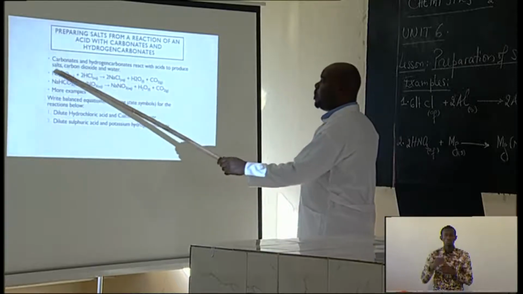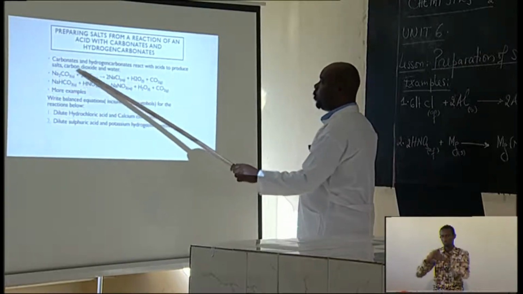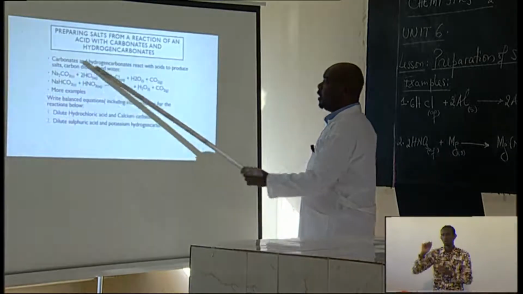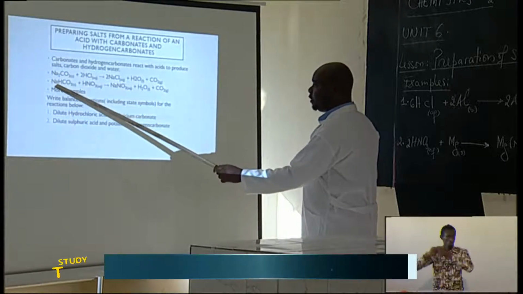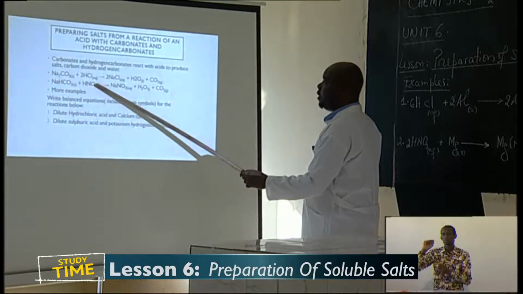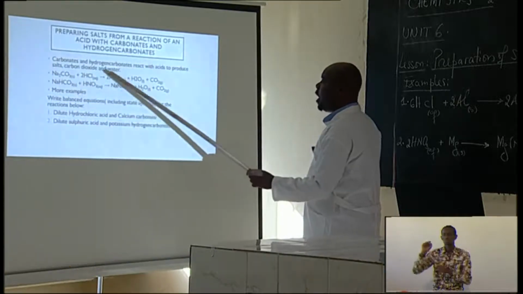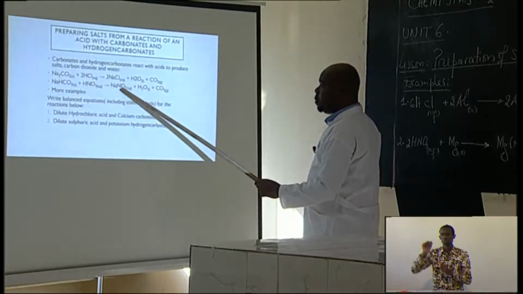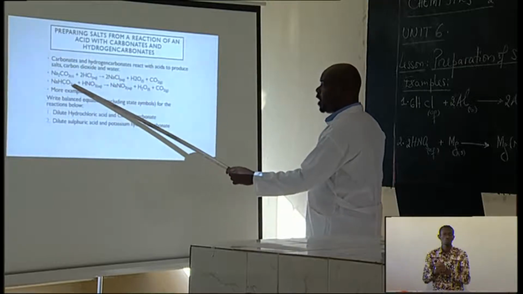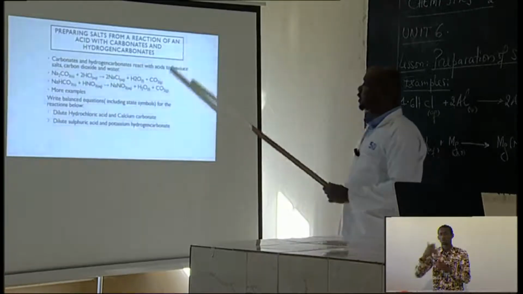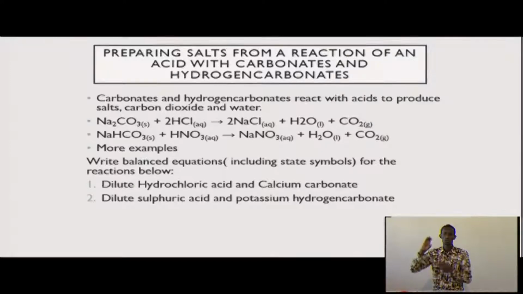So the metal from this carbonate will combine with the anion from the acid. I repeat, the metal from this carbonate or the hydrogen carbonate will combine with the anion from the acid. You can see sodium from sodium carbonate has combined with the chloride ion from hydrochloric acid. In the same way, sodium from sodium hydrogen carbonate has combined with the nitrate ion from nitric acid, and the other parts are water and carbon dioxide. And here we have some examples.